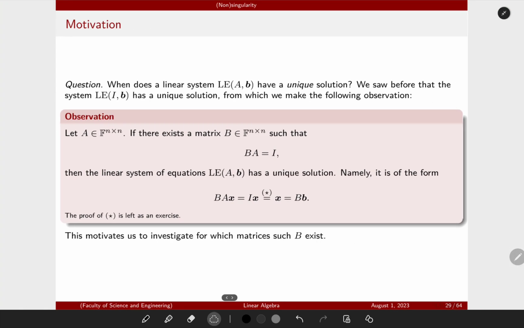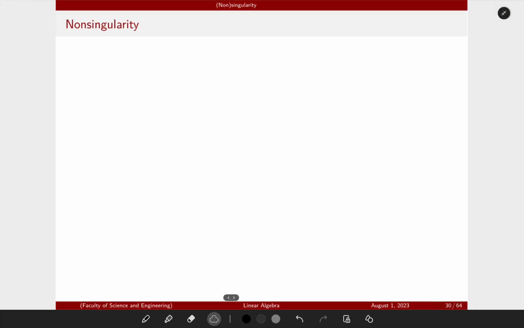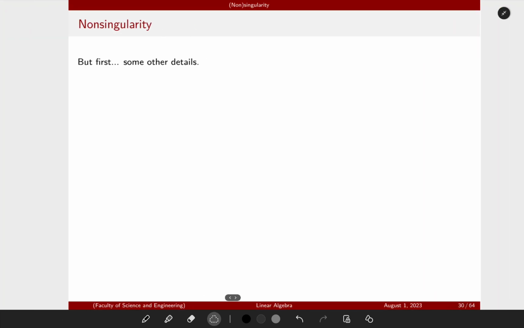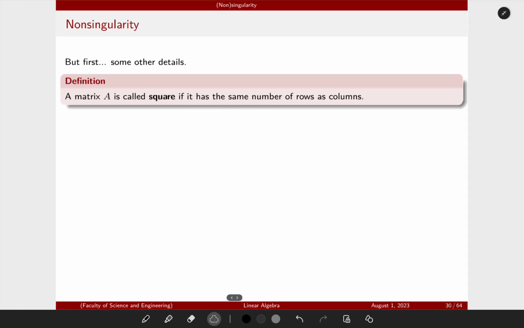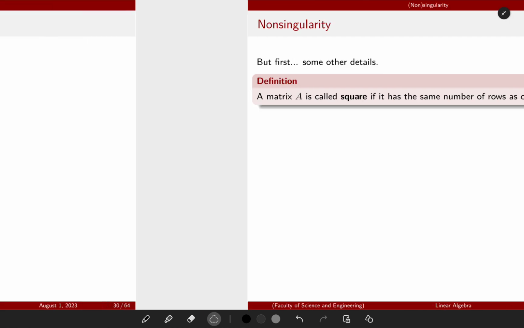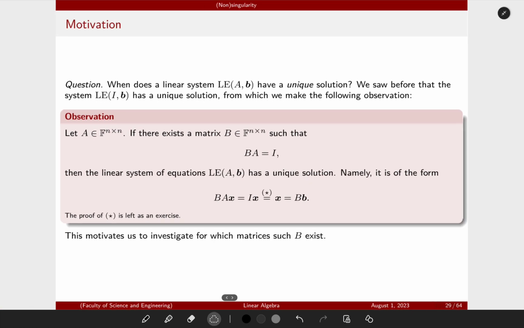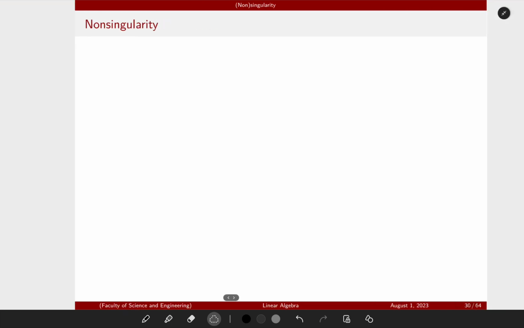And this motivates us to investigate for which matrices such B exists. And this leads us to the notion of non-singularity. So we first need to cover some other details though before we get into this. So we say that the matrix is called square if it has the same number of rows as columns. So in this case, our matrix A was n by n, so it is an n by n square matrix, or we just say let A be a square matrix.